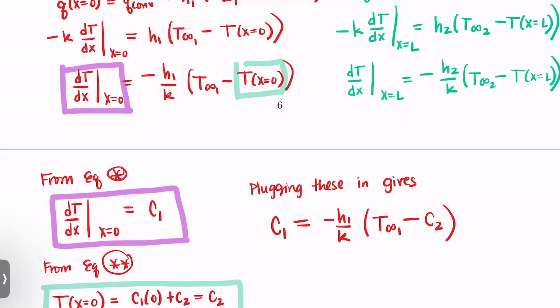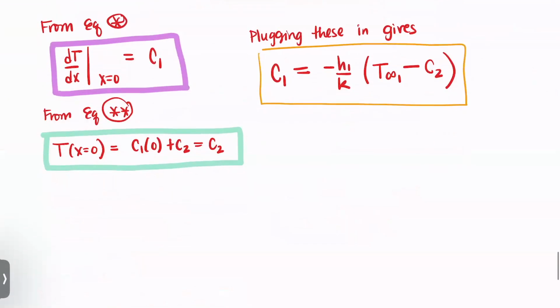I'm going to store this expression away and hold on to it for a moment. I have an expression for C1, but it depends on C2, so that's mildly irritating. Now we're going to do the same exact process with the wall on the right-hand side. So now consider the right-hand wall and follow the same process.